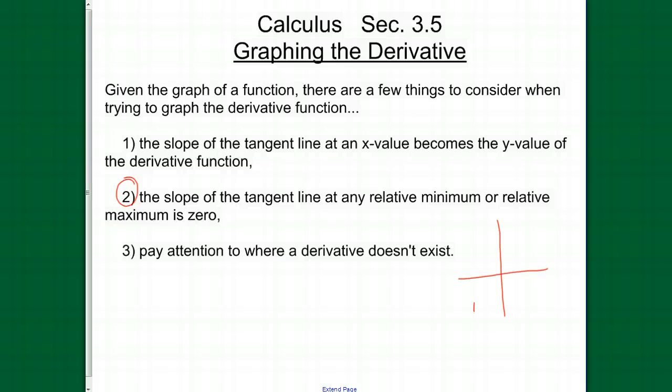So if we're looking at this kind of graph, the tangent line at this relative maximum, it's horizontal. It has a slope of 0. And so at that x value, the derivative graph would be crossing the x-axis. It would be a y value of 0. At this relative minimum here, the slope of this tangent line is 0. So at that x value, the y value of the derivative graph is going to be 0.